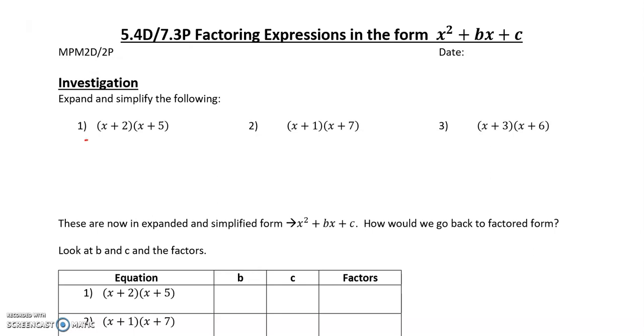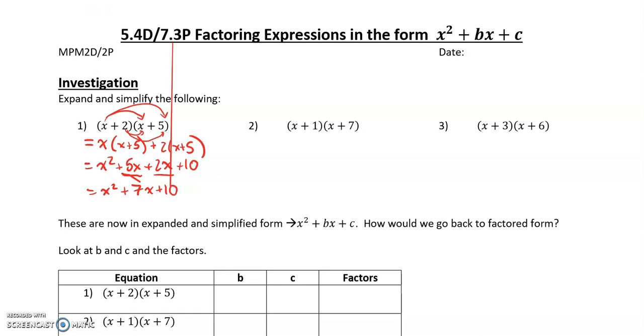The first one, though, I will do with just going ahead and reminding us that what happens when we multiply one bracket by another bracket is we take the first term and multiply it by both the terms in the second bracket, and then we take the second term and multiply it by both terms in the bracket. So it could look like this: x times x plus 5 plus 2 times x plus 5, and then we would expand it out and we get x squared plus 5x plus 2x plus 10, and then we collect these like terms together and we get x squared plus 7x plus 10.